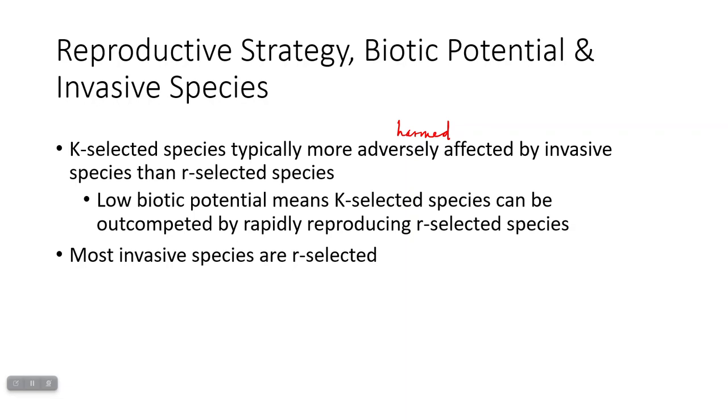So a lot of times they'll be outcompeted by an invading R selected species. Most invasive species tend to be R selected because they can move into an environment, reproduce very quickly, and their population can grow out of control. And once again, we'll talk about that more in Unit 9.